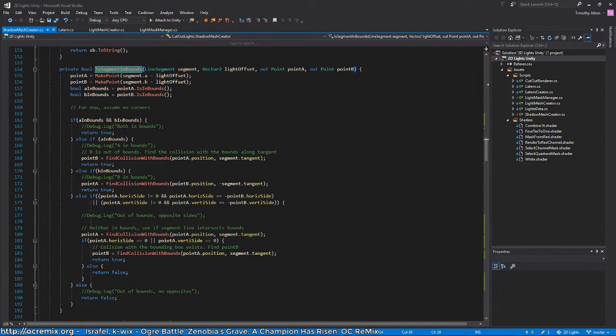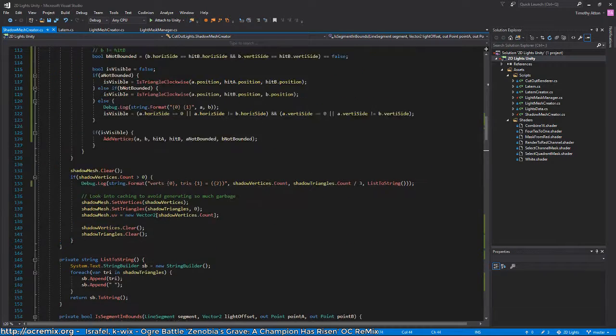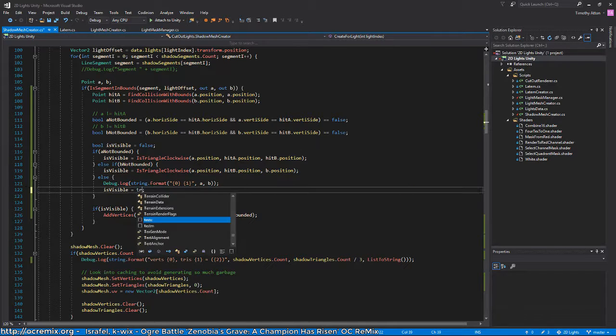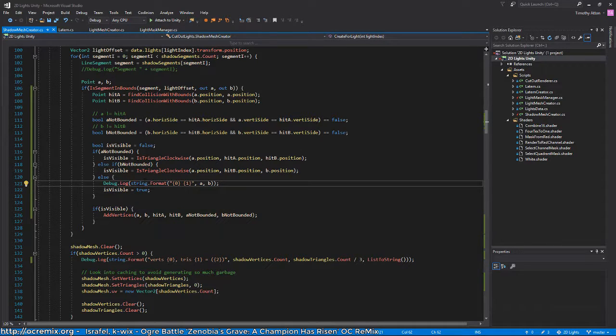So they're both not in bounds, so it goes to this, and it's testing again that they're on opposite sides. Yeah, which is the same as here. So we don't actually need to test that they're on opposite sides. Okay, so right now I'll just say true, but actually, we need to see if the shadow is clockwise or counterclockwise at that point.